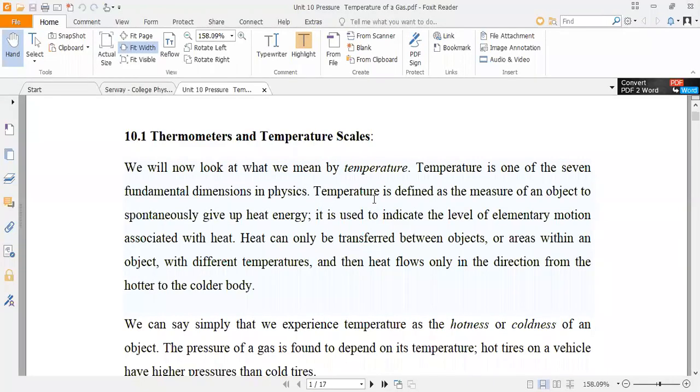But here in physics, they have defined it as the measure of an object's readiness to spontaneously give up heat energy. All right. How ready. So of course here they missed a word. I don't know if I can write it. Okay. So they missed a word, maybe readiness there.